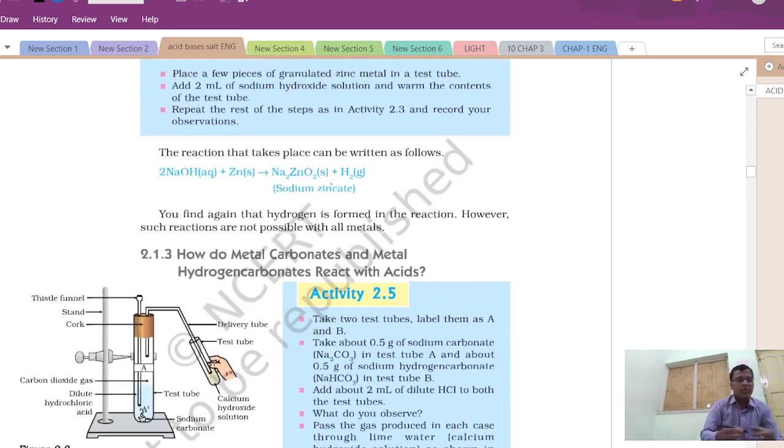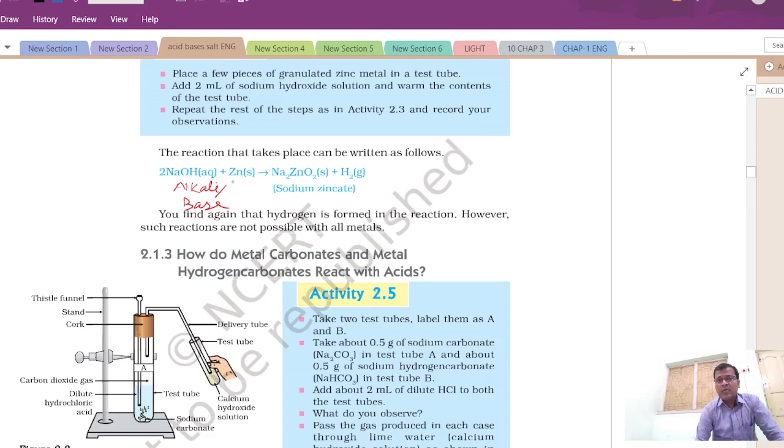You can see here that this is an alkali; you may call it alkali or base. Base and alkali are the same. You will study this in your subsequent topics.